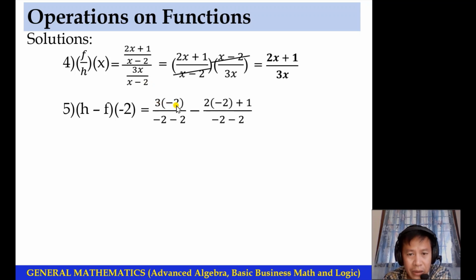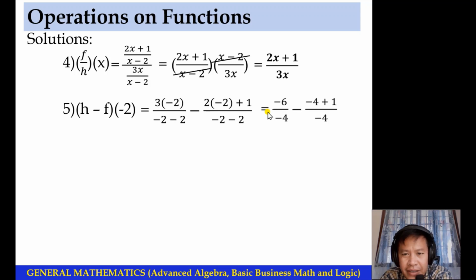And our h of x is 3x over x minus 2. Therefore, 3 times negative 2 over negative 2 minus 2, because you have x here and this x will be negative 2 already. So negative 2 minus 2, minus, and this is the operation. And our f of x is equal to 2x plus 1 all over x minus 2, and your x is already negative 2. Therefore, 2 times negative 2 plus 1 all over negative 2 minus 2. And this is equal to, remove first the symbols of grouping before proceeding with the indicated operation.